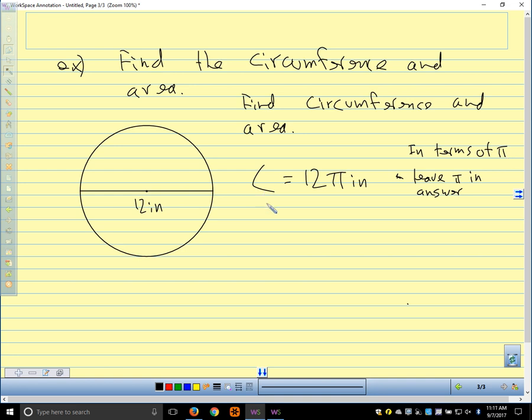If the problem said round to the nearest tenth, in my calculator I would do 12 times, and you can use your pi button, or I'm just going to do 3.14, and I get about 37.68 inches. Let me round this. So I'd round this to 37.7. This would be rounded to the tenth.